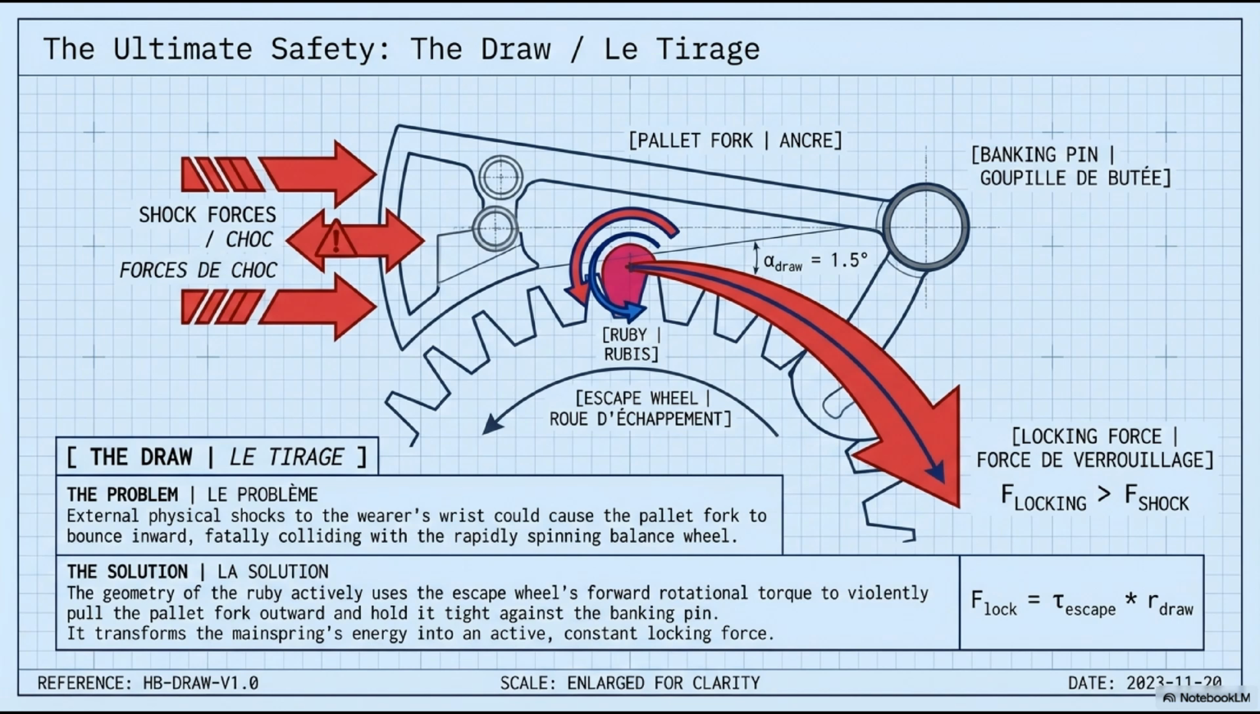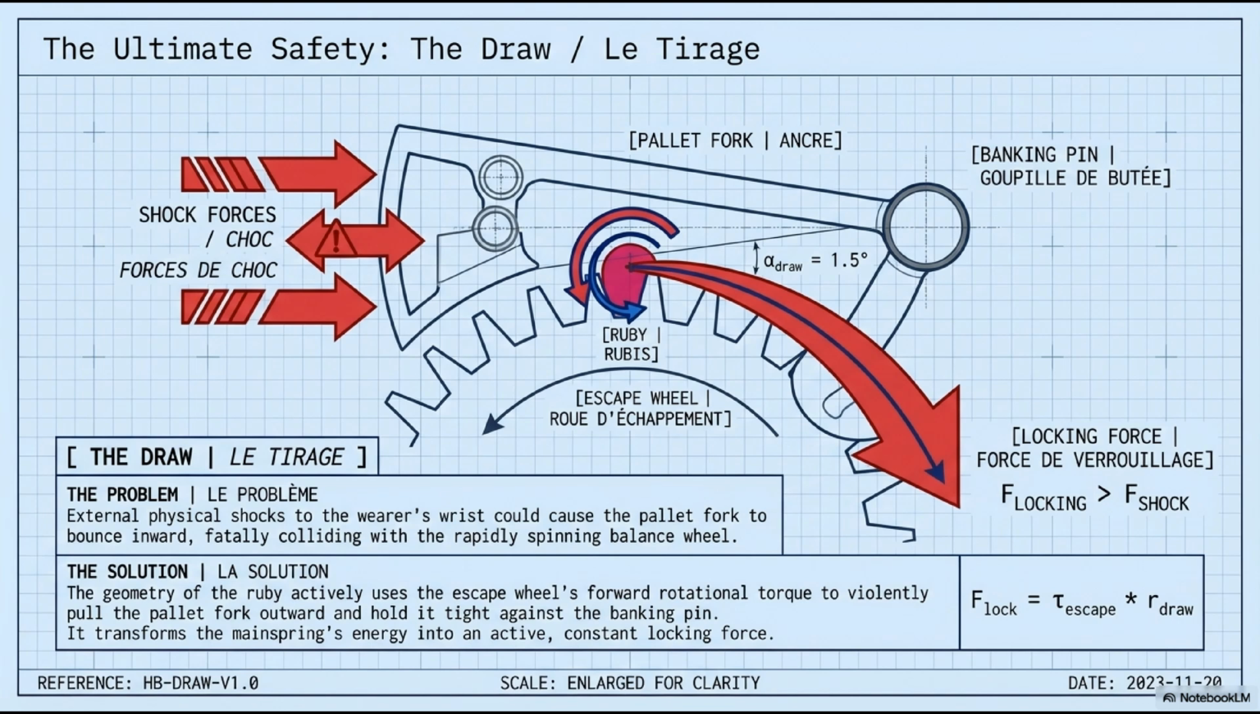This off-axis component creates a moment about the fork pivot. The equilibrium equation on this slide, F-lock equals tau escape times R draw. The locking force equals the escape wheel torque times the draw geometry's moment arm. As long as F-lock exceeds F-shock, the fork stays in place. The mainspring's own energy is being used to actively hold the fork against the banking wall, with a force proportional to mainspring tension. The more wound the mainspring, the stronger the draw.